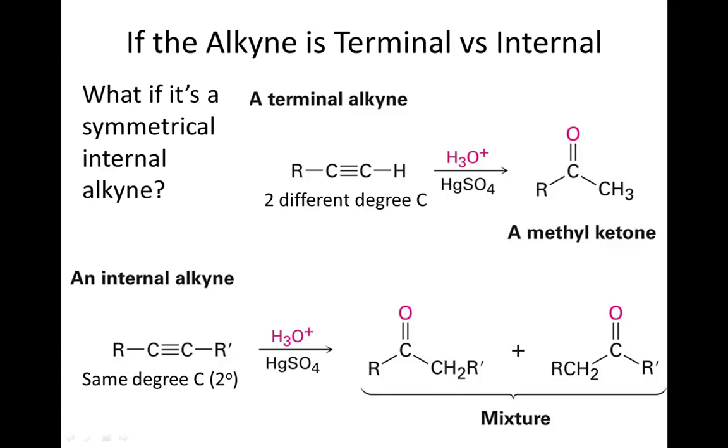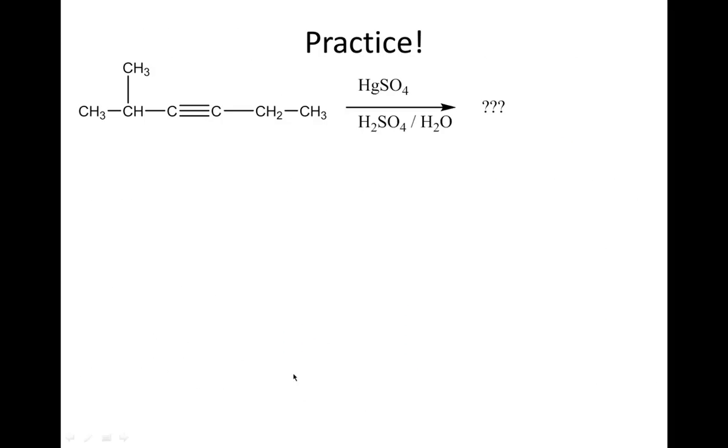What if it was a symmetrical but internal alkyne? Then what would happen? If these 2 guys are the same, like 2 ethyls in an early example we had, then it wouldn't matter. You'd still only get 1 product. So here's an example to practice on. Now this guy is an unsymmetrical internal alkyne.